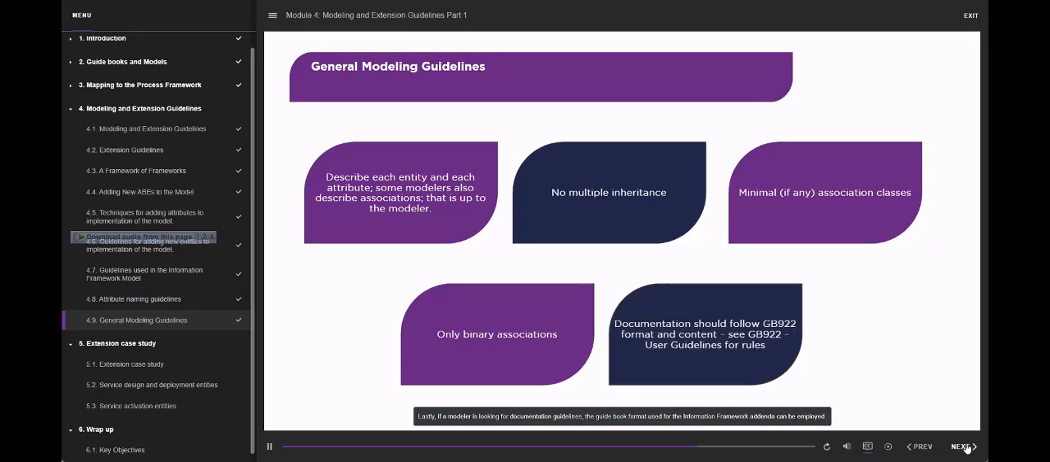Lastly, if a modeler is looking for documentation guidelines, the guidebook format used for the information framework addenda can be employed. If a contribution to the framework is being contemplated, then the contributor should consider using this format. Documentation should follow GB922 format and content. See GB922 user guidelines for rules.